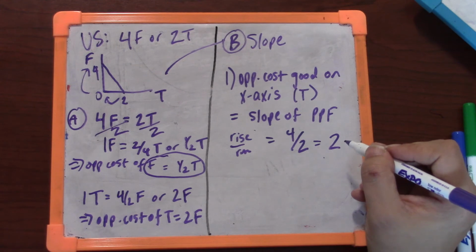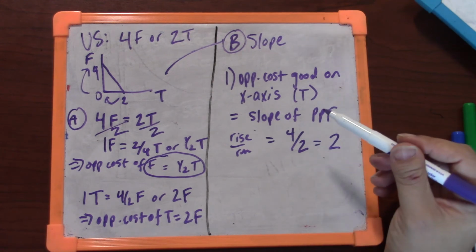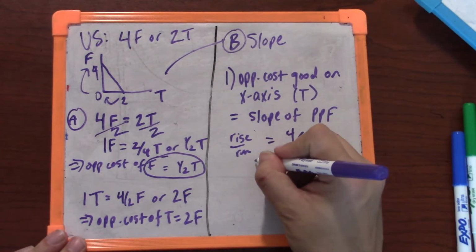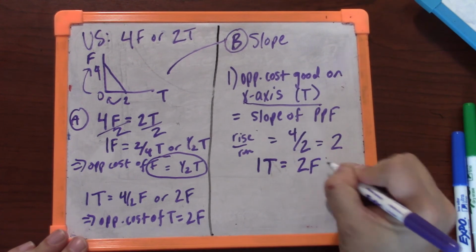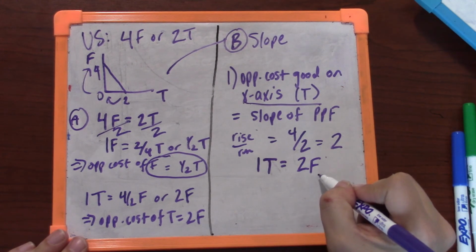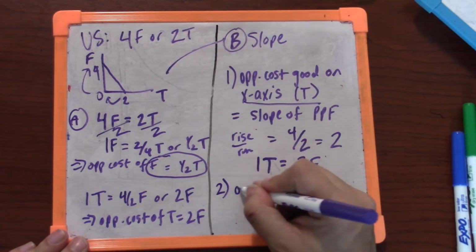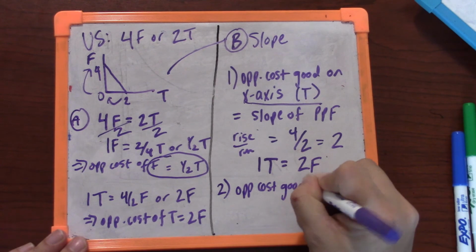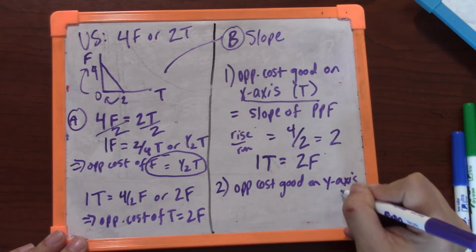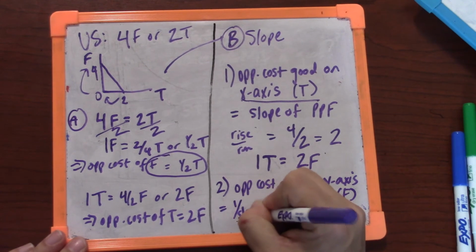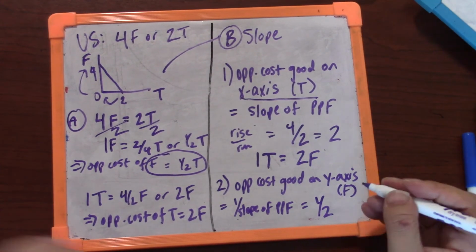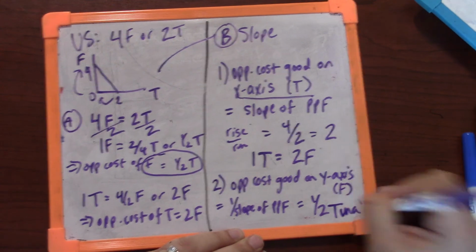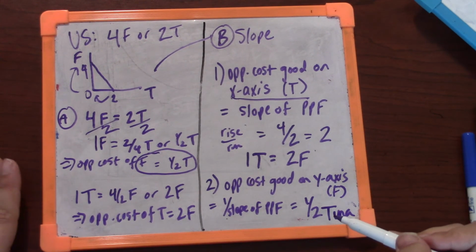You don't need to think of it in absolute value terms because we always know that opportunity costs are negative, meaning that we're always giving up 2 football to get 1 tuna. So this tells us the same information. 1 tuna fish, right, the x-axis good, we give up 2 football. The opportunity cost of tuna is 2 football games. Secondly, the opportunity cost of the good on the y-axis, in our case, football, is always 1 over the slope of the PPF, or 1 over 2. Tuna fish. Right, because this is the opportunity cost of football, so it'll always be in terms of tuna.